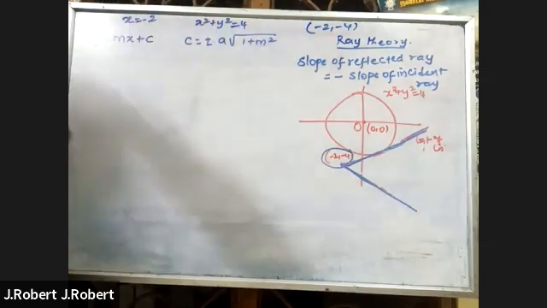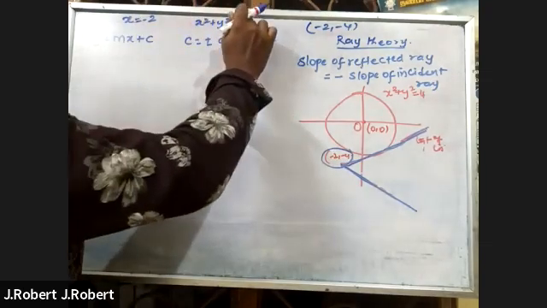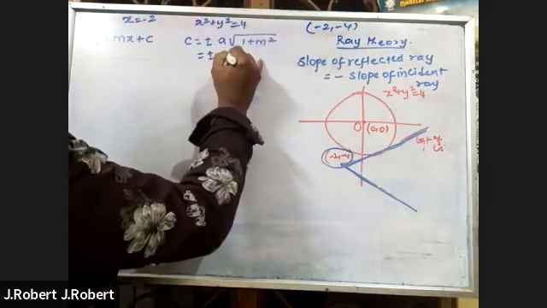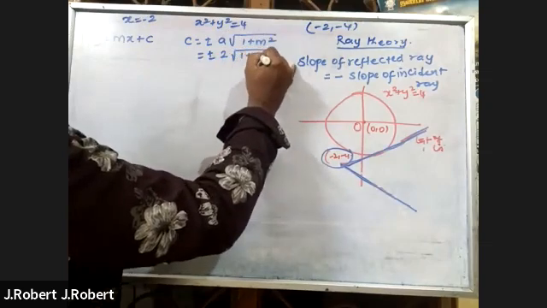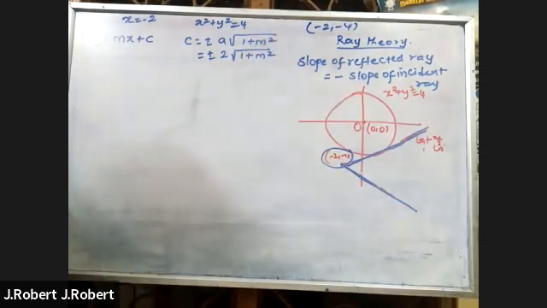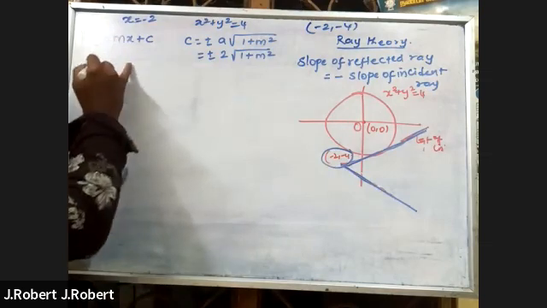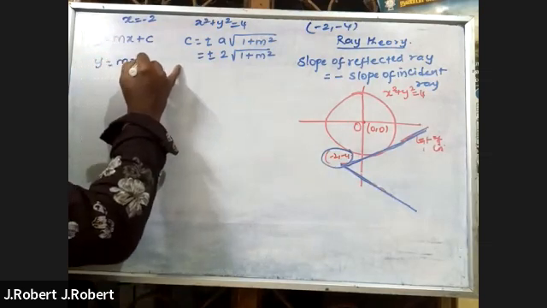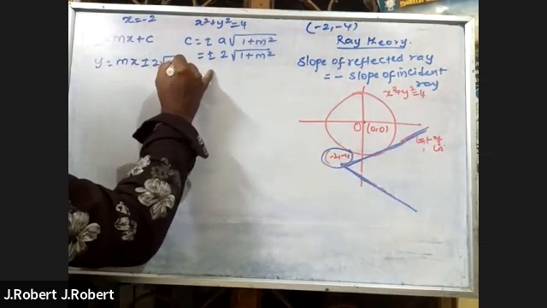Now here I have to find a. a is the radius, 2. So c is plus or minus 2 into root of 1 plus m square. I don't know what m is. So I am going to put this back here. We get y is equal to mx plus or minus 2 into root of 1 plus m square.